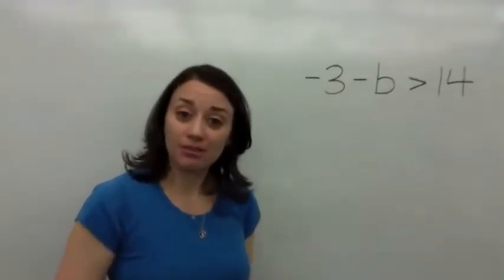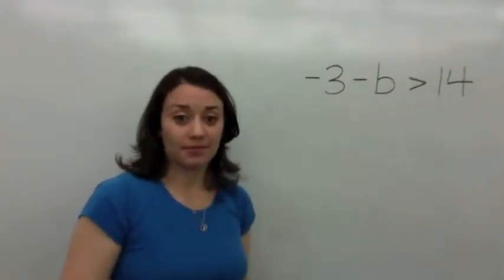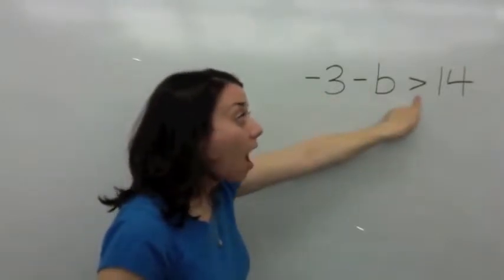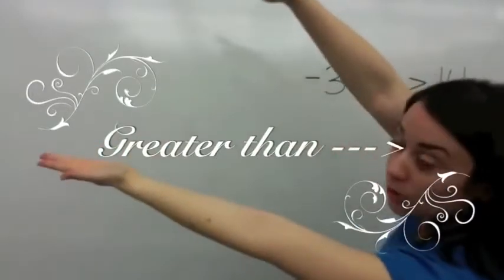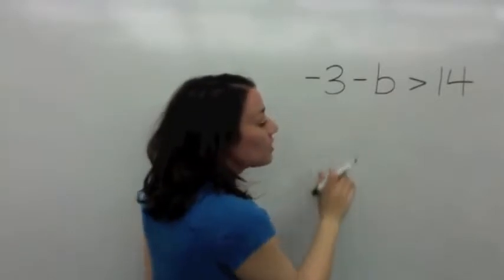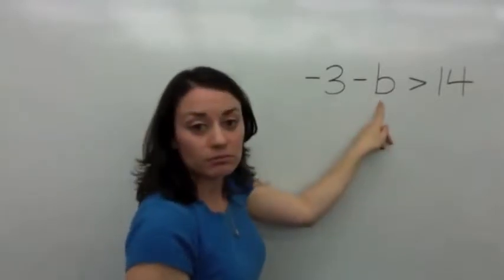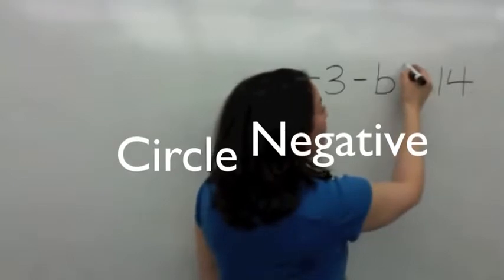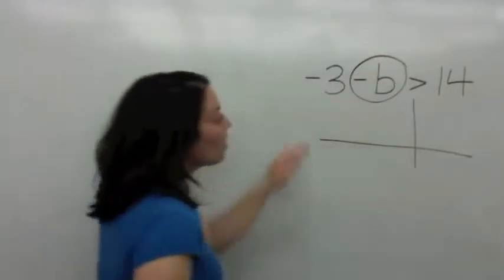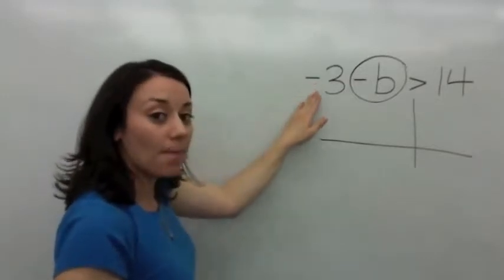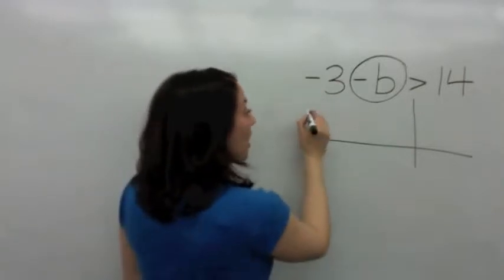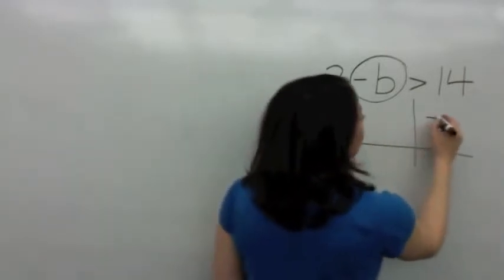Let's do another example. Read this inequality with me. -3 minus b is greater than 14. So the first thing you're going to want to do is circle what? Circle the -b. That's right. And then you can start to solve your inequality. You have a -3 over here. What is the opposite of -3? +3. So you add 3 to both sides.